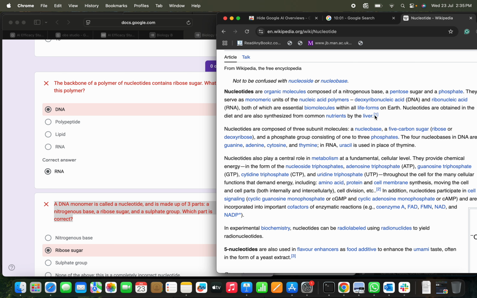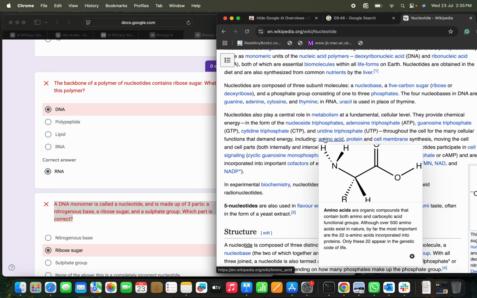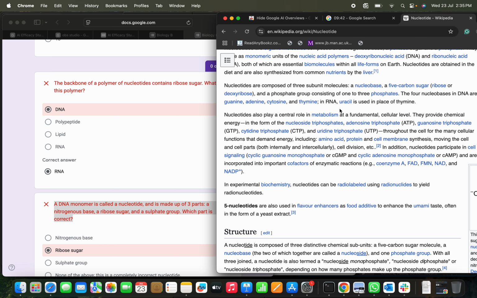It's a phosphate group. They serve as monomeric units of nucleic acids, deoxyribonucleic and ribonucleic acid, both of which are essential molecules within all life forms. Nucleotides are obtained in the diet and also synthesized by the liver. Nucleotides are composed of three subunits: a nucleobase, a 5-carbon sugar.